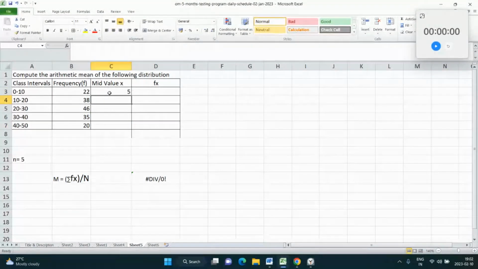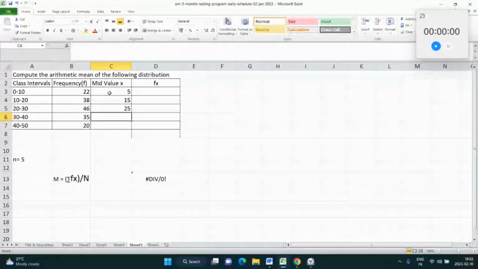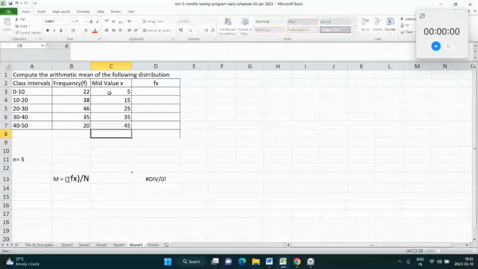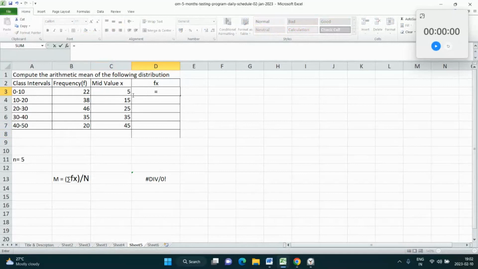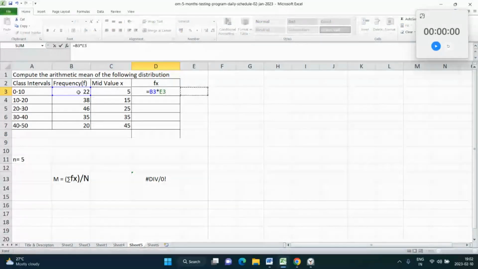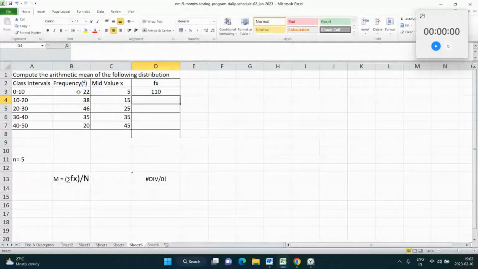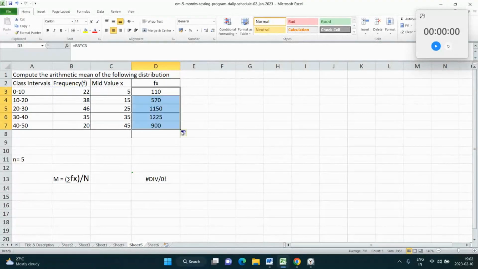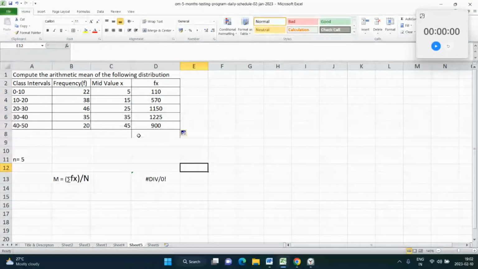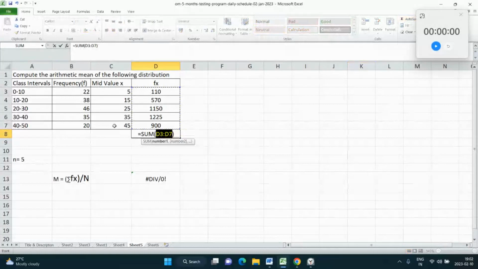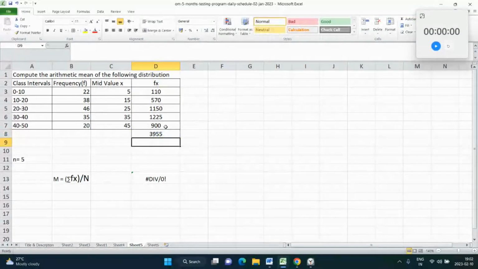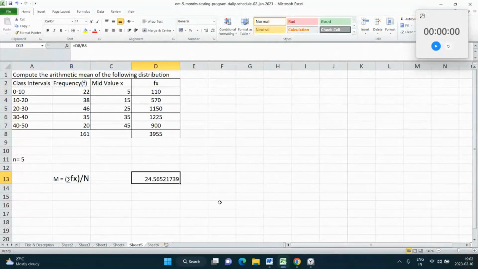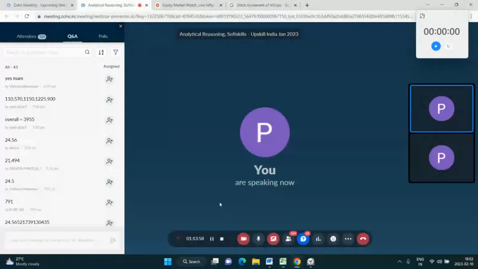I'm having the same 5, 15, 25, 35. Do this into this. I'm now calculating everything. Auto sum. 24.565 is the right answer. Excellent. Most of you have got it. Very good.